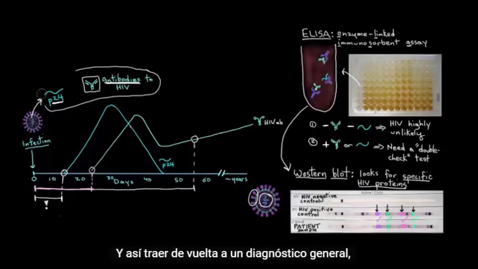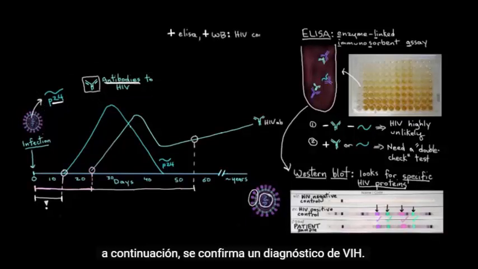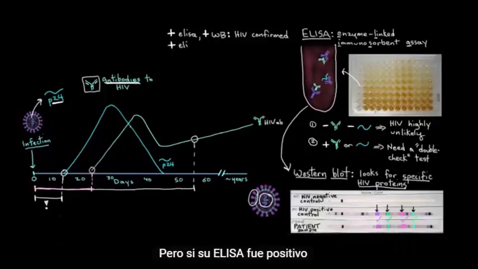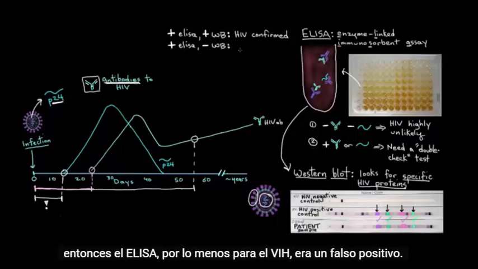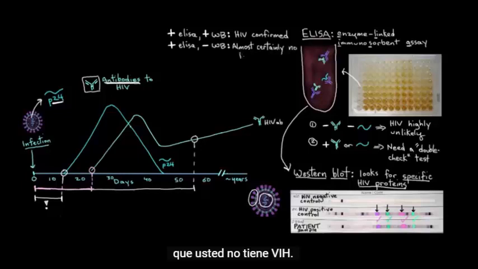And so bringing it back to overall diagnosis. If you have a positive ELISA and a positive Western blot, then a diagnosis of HIV is confirmed. There's a 99.99% chance that you do have an HIV infection. But if your ELISA was positive and your Western blot was negative, then the ELISA, at least for HIV, was a false positive. So there's a super high likelihood that you don't have HIV.